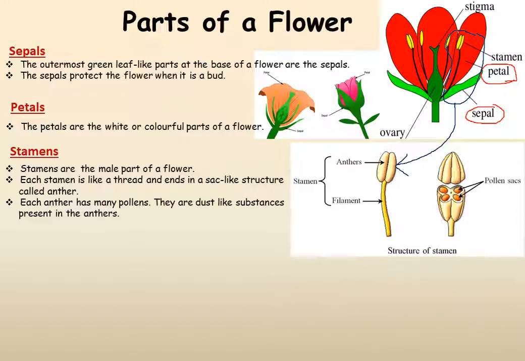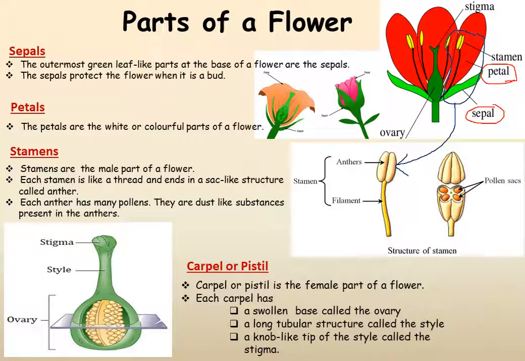Now look at the structure of the stamen, the picture that is here. What is the shape? It has a thread-like part and a sac-like structure. This is the thread part and this is the sac part. The thread part is called the filament and the sac part is called the anther, A-N-T-H-E-R. Together they are called the stamen. Now, if you open an anther, you can see the picture on the right side. You can see the pollen sac. A sac-like, cover-like structure will be there, and inside that there will be pollen.